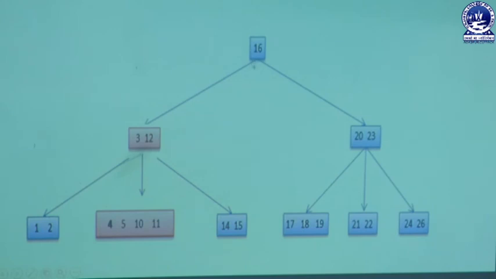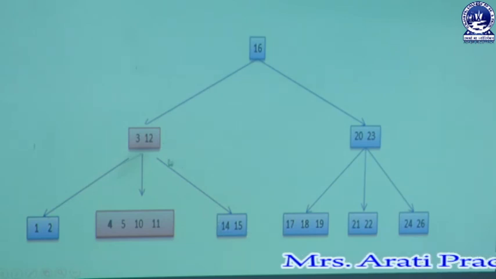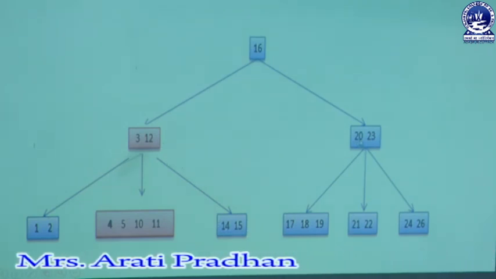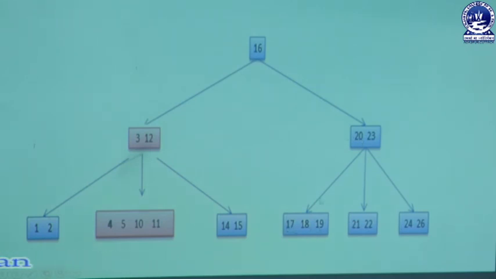Here you can see that the root is containing 16, then the left child containing 3, 12 and the right child 20, 23, then 1, 2 at the left side, then in the range 3 to 12, 4, 5, 10, 11 are present, then the keys greater than 12, 14, 15, are present here, then the keys less than 20, 17, 18, 19, are placed here, then in the range between 20 and 23, 21, 22 are present, then the keys greater than 23 are present here in this way. Now suppose I want to delete 4.